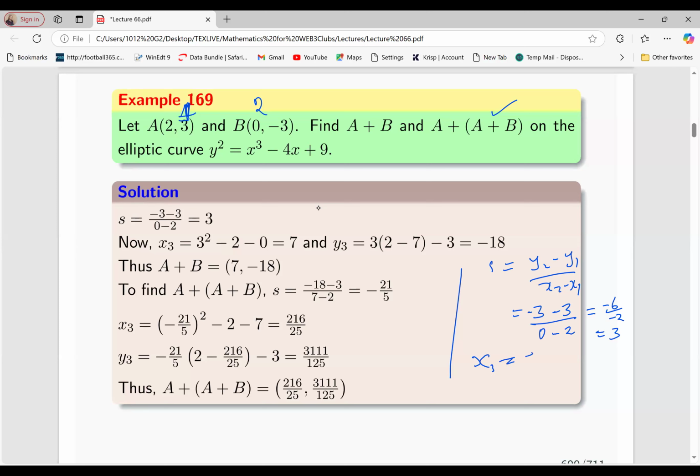Once we're done with that, we can find x3 now. The formula says we take the gradient and square it. Then from it, subtract x1, and then subtract x2. The gradient is 3, square it, you have 9. X1, we've been using 2. And x2, we've been using 0. This gives you 7 for x3.